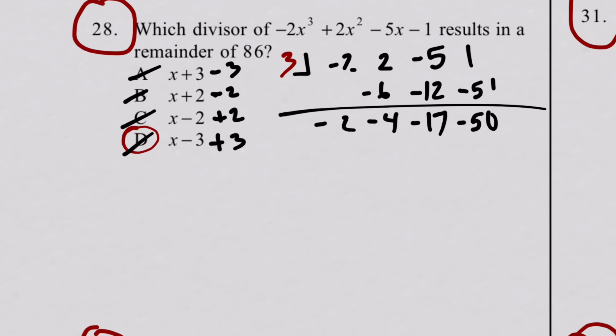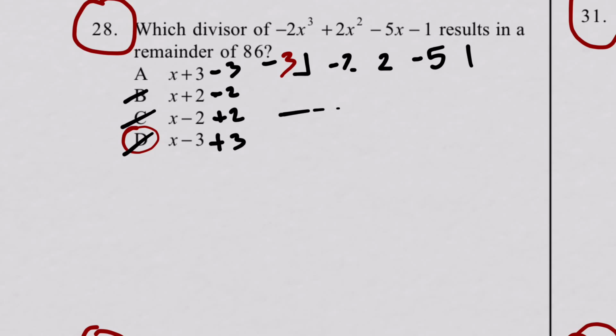Did we mess up? So it's not D. Then we messed up on one of the earlier ones. I think it might have been the first one, because it was pretty close to the actual answer. So let's check that one again, negative 3 instead of 3. Let me erase these. Let's just double check, because I might have made a mistake. Bring down the negative 2. Let's do it slowly now.